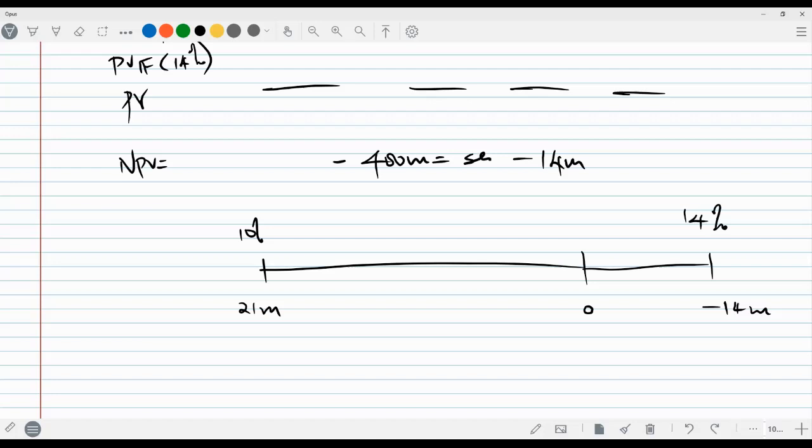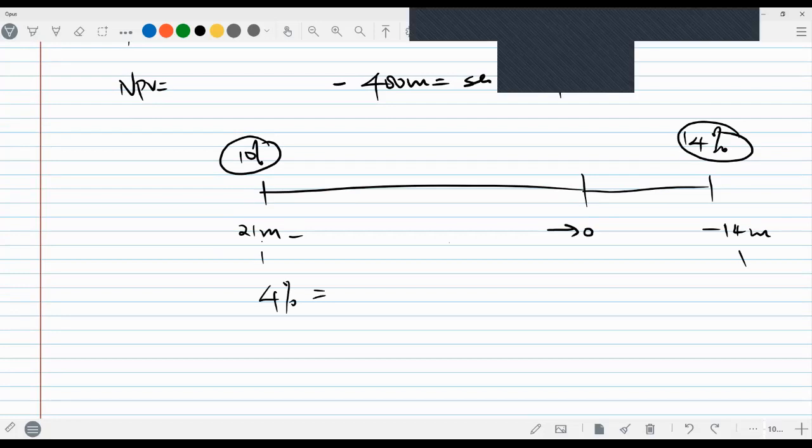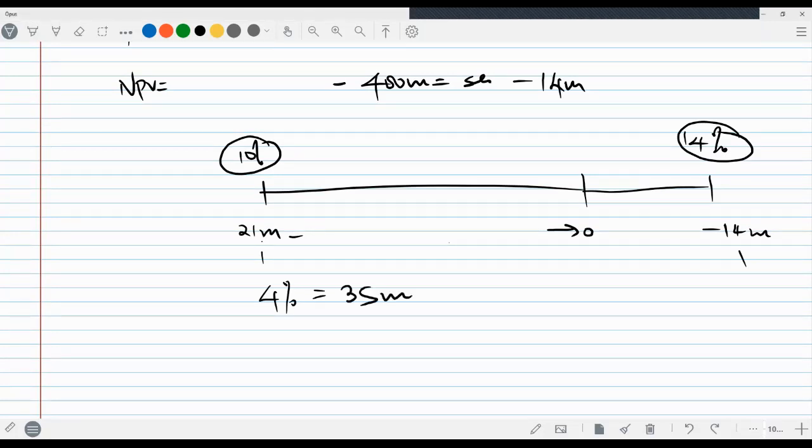Now we need to decrease our NPV from 21 million all the way to 0. However, from our calculation, the difference between 10% and 14% is 4%. That is equivalent to the difference between the NPV here and here, which is 21 million plus 14 million, because it's minus minus, therefore equivalent to 35 million. The difference between this point and this point in percentages is 4%, and in terms of the NPV it is 35 million.